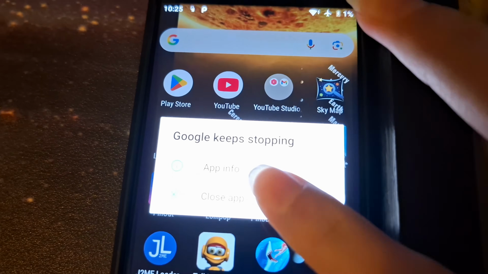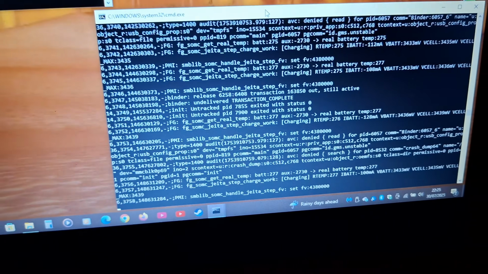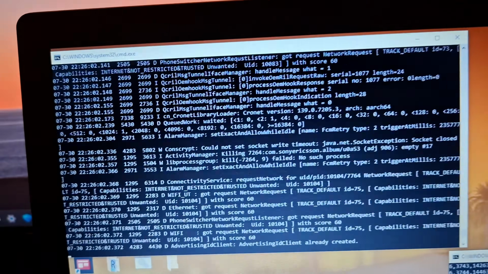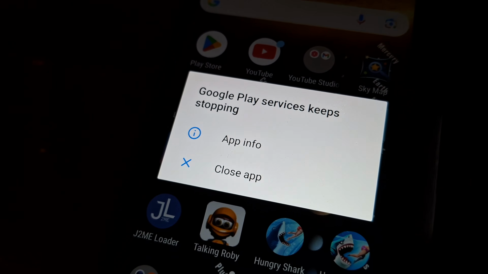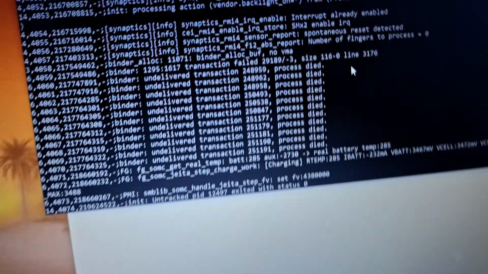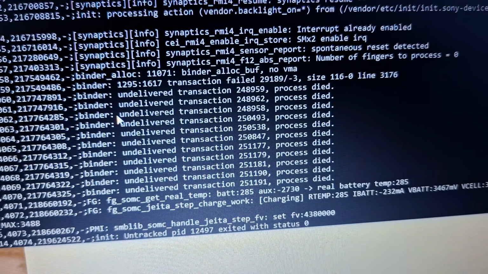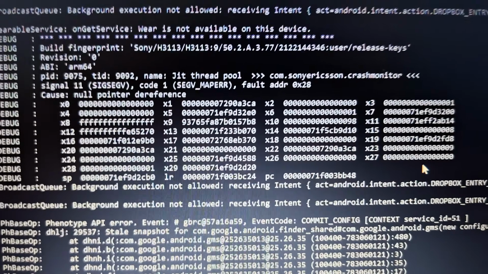And we've got a Google Keep stopping. This is the kernel log, and this is the Android Logcat. Now look, Google Play services keeps crashing now. Oh, it seems like the system UI is gone. On the Logcat it says process died, undelivered transaction. It's not good. So yeah, here it is.